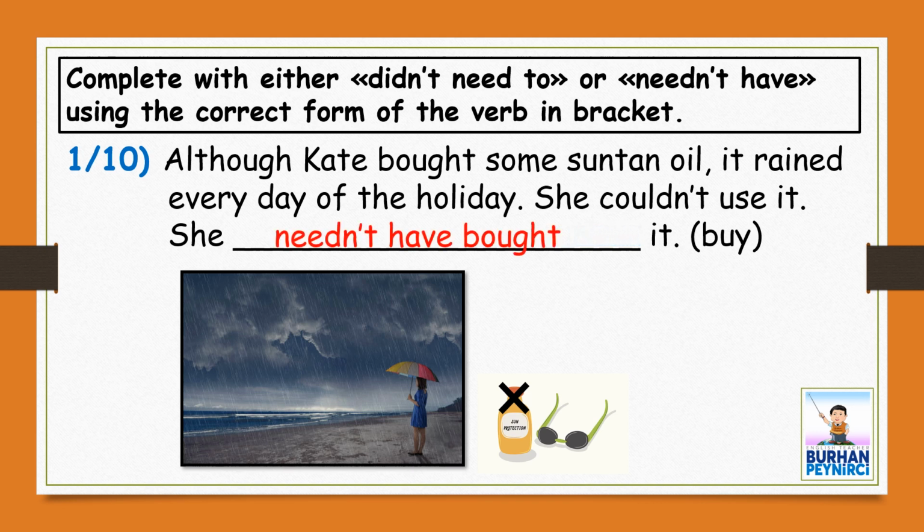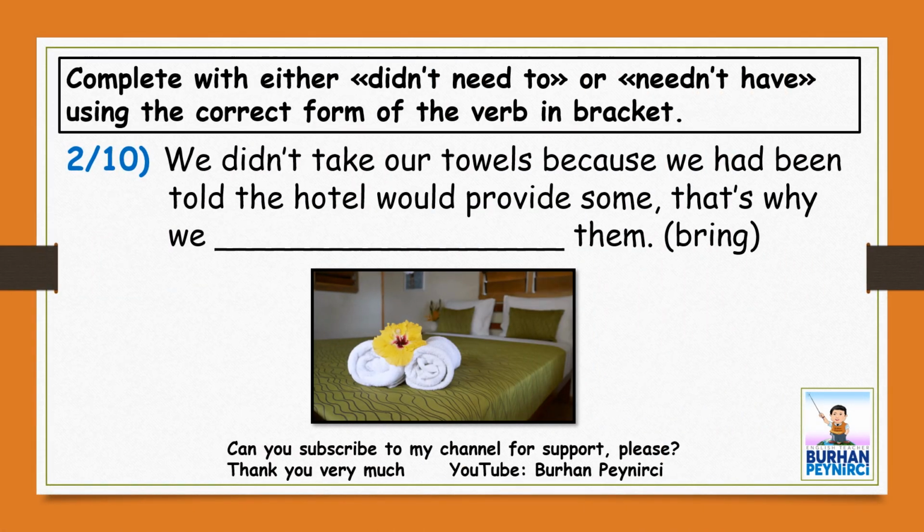Although Kate bought some suntan oil, it rained every day of the holiday. She couldn't use it. She needn't have bought it. Question number 2. We didn't take our towels because we had been told the hotel would provide some, that's why we didn't need to bring them.